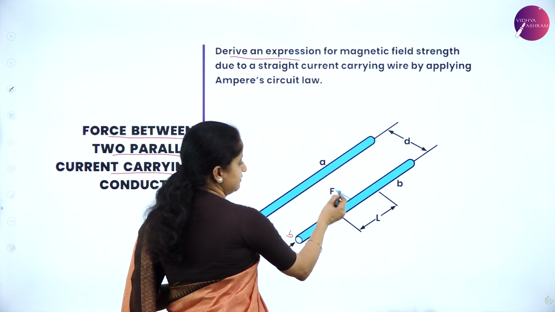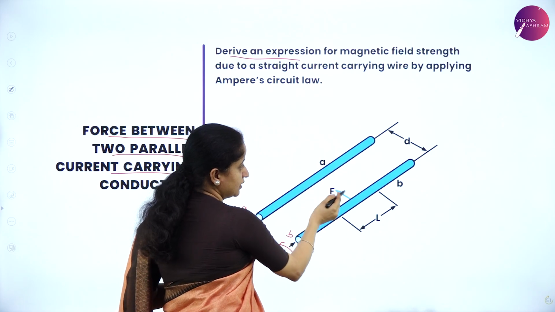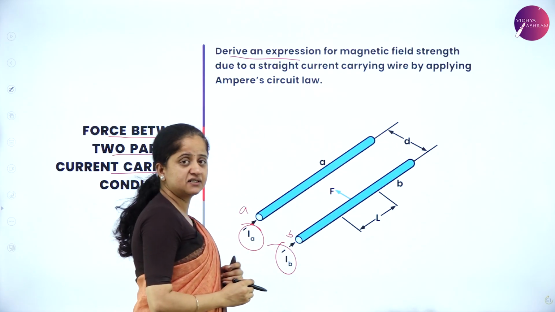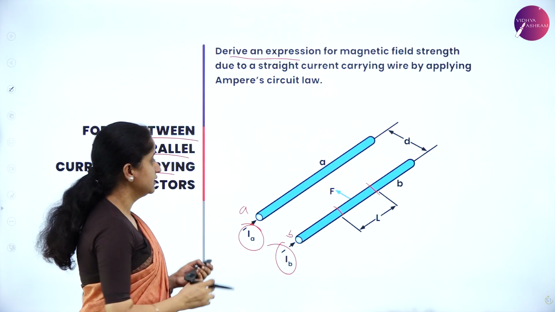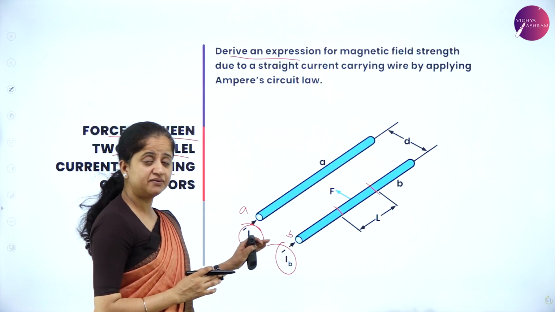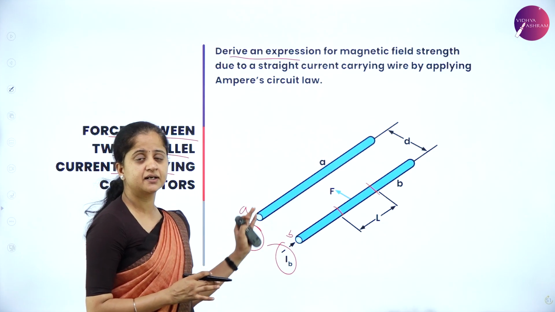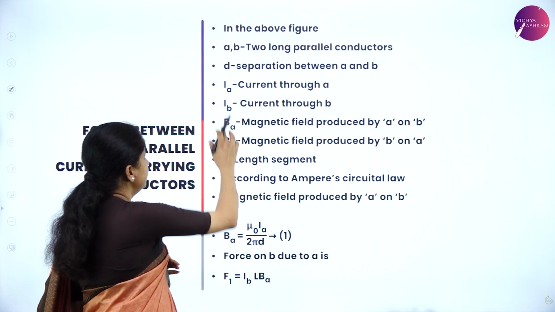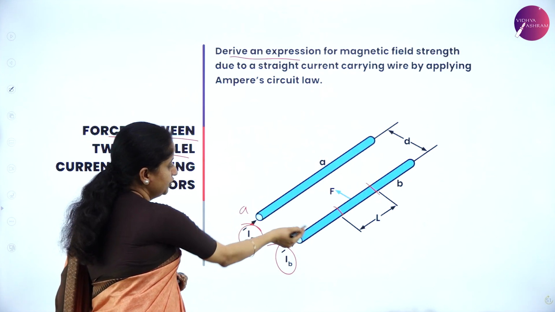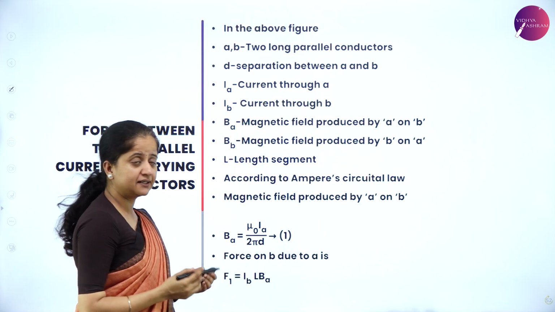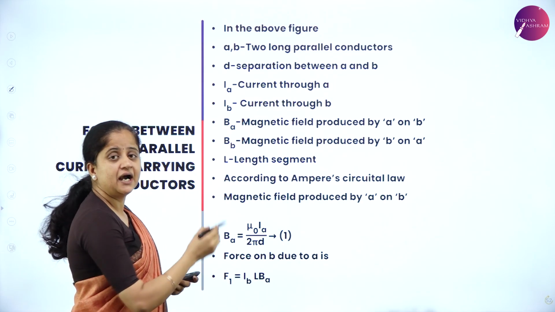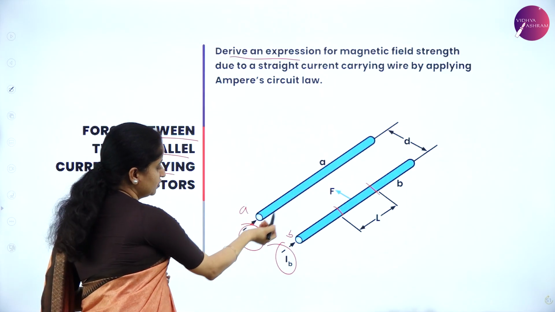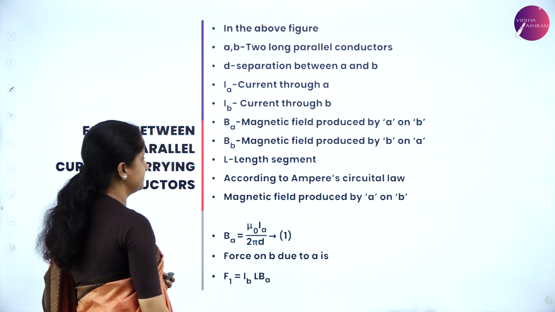Here F is nothing but the force between these two conductors, and D is the distance of separation. L is the small line element. I hope the diagram is clear to everybody. To derive any expression, a diagram is compulsory. So in this figure, A and B are the two parallel conductors, and D is the separation between A and B. IA and IB are the currents through conductors A and B respectively.